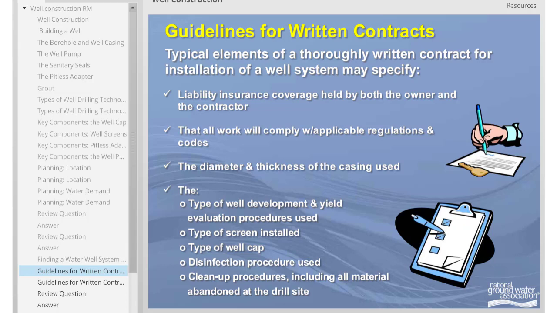Regarding contracts, typical elements of a thoroughly written contract for installation of a well system may specify liability insurance coverage held by both the owner and the contractor, that all work will comply with applicable regulations and codes, the diameter and thickness of the well casing used, the type of well development and yield evaluation procedures used, the type of screen installed, the type of well cap, the disinfection procedures used, and cleanup procedures, including all material abandoned at the drill site.